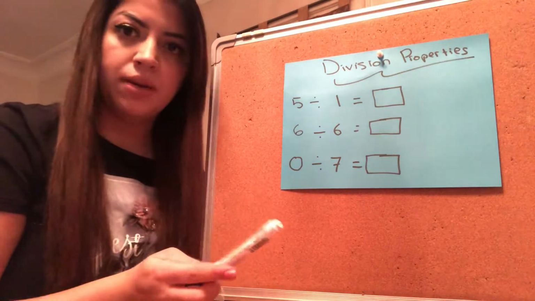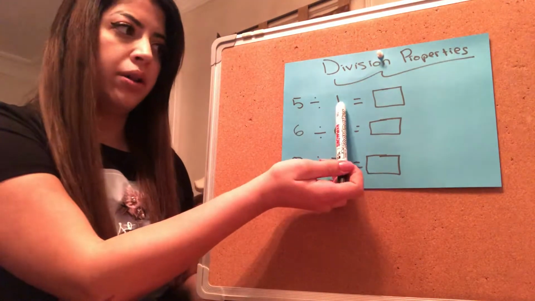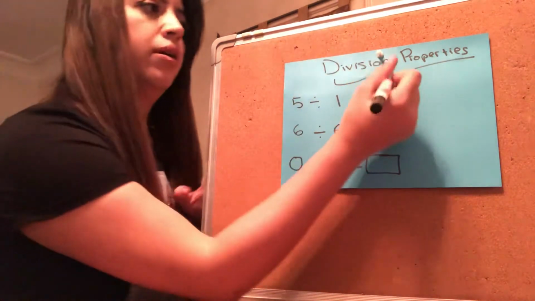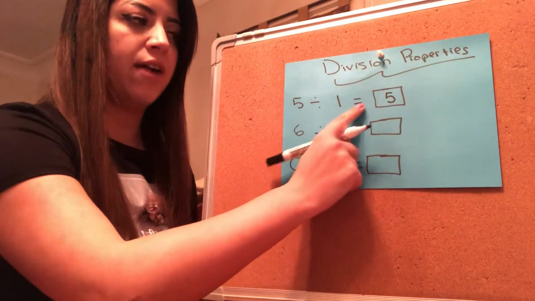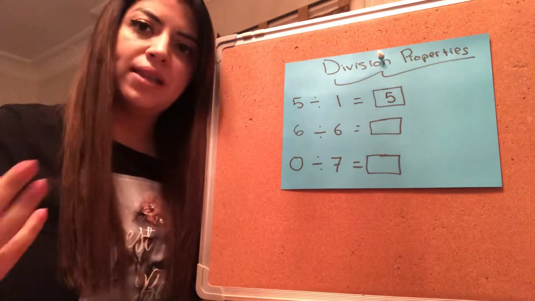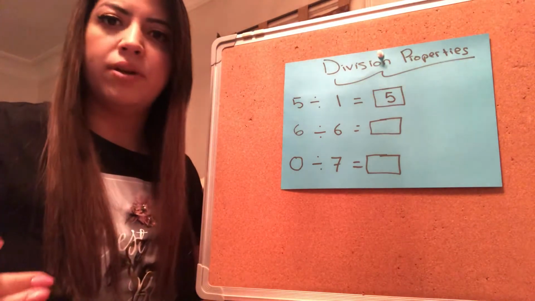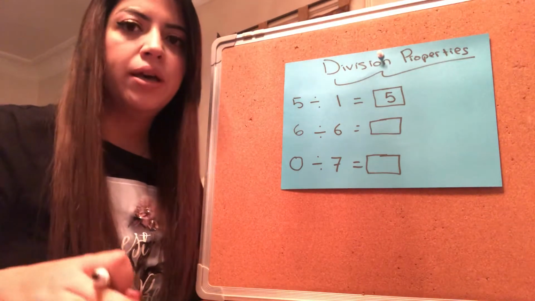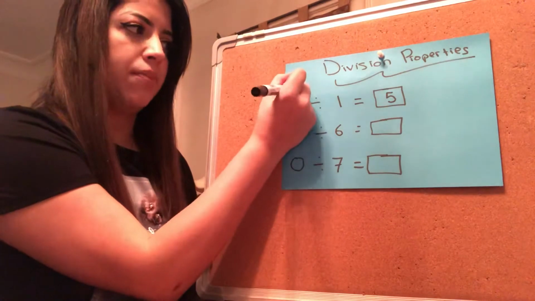The first property I'm going to talk about is when we have a number and we divide it by 1. Now, in division, any number divided by the number 1 gives me the same number. So here we have 5 divided by 1, it's going to give me 5. If we had 10 divided by 1, it's going to give me 10. 7 divided by 1 is going to give me 7. No matter how big or small the number is, it's always going to give me the same number when we divide it by 1. This is my first property.